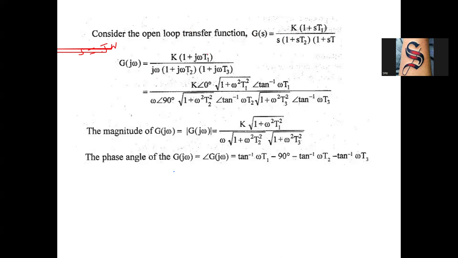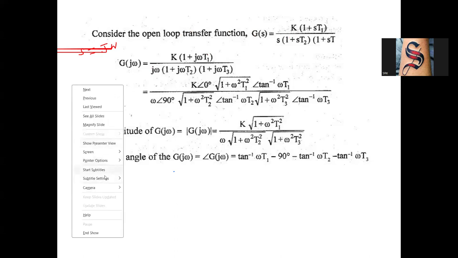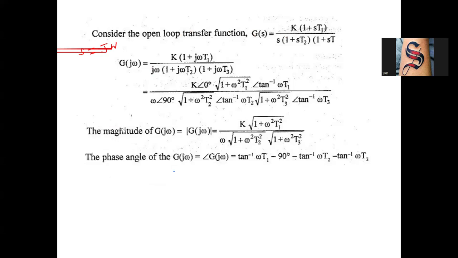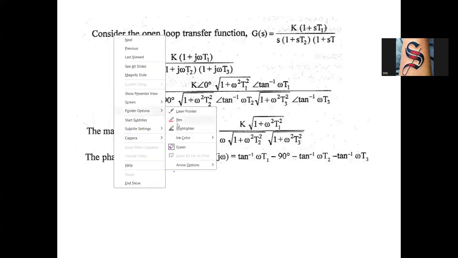Just by letting s equivalent to j omega, we convert the given transfer function into the frequency term. So that is G(j omega) equivalent to K into (1 plus j omega T1) divided by j omega into (1 plus j omega T2) and (1 plus j omega T3). So that is the first step, converting the s domain into the frequency domain just by letting s equivalent to j omega. And then we need to write every product term as a combination of its magnitude and phase. So that is, for the first term, K at an angle of 0 degrees.